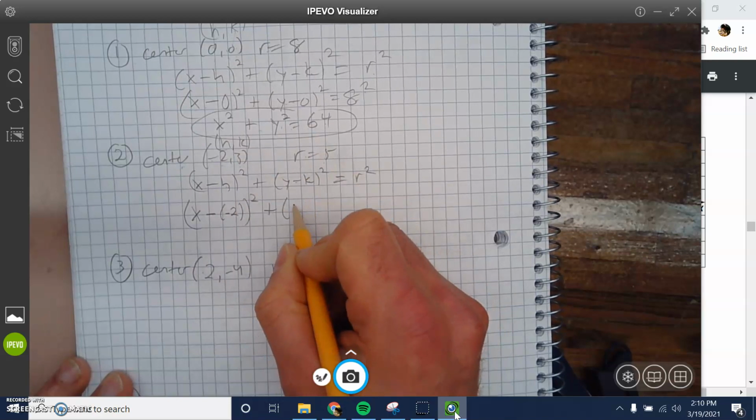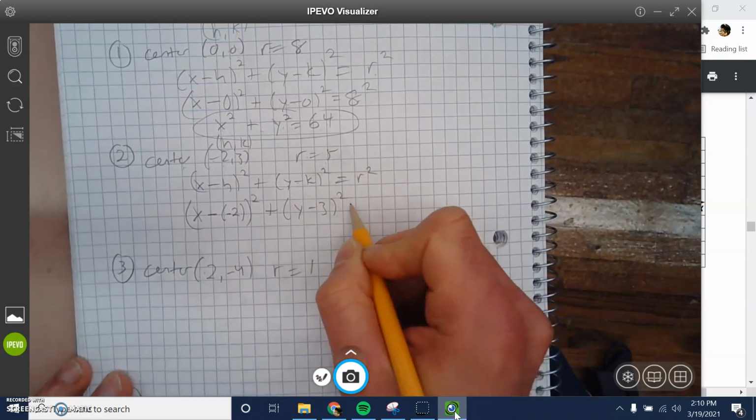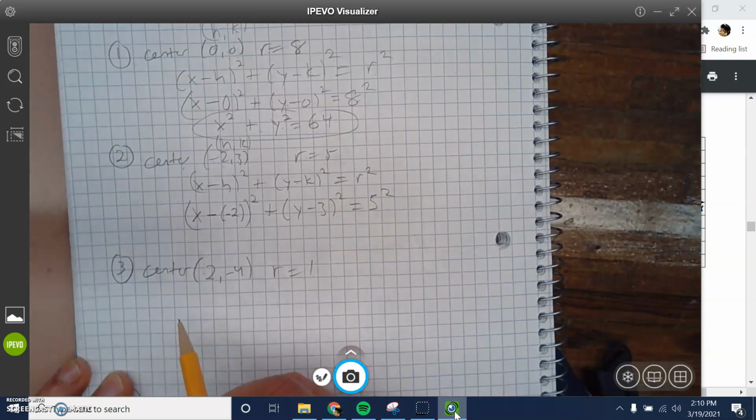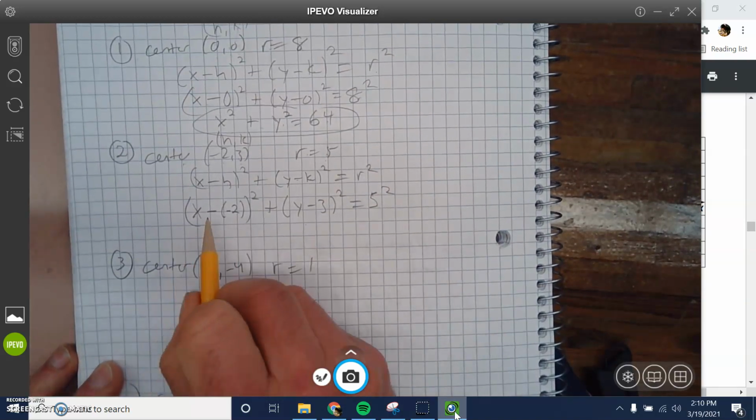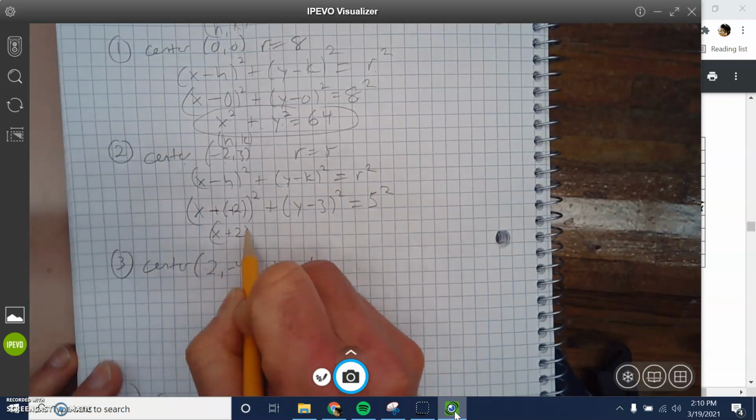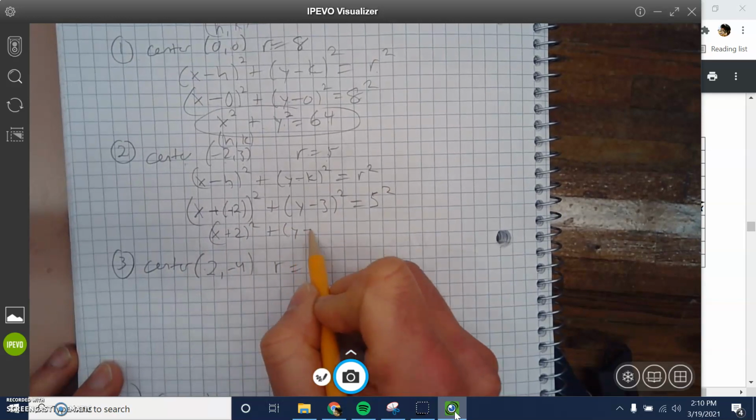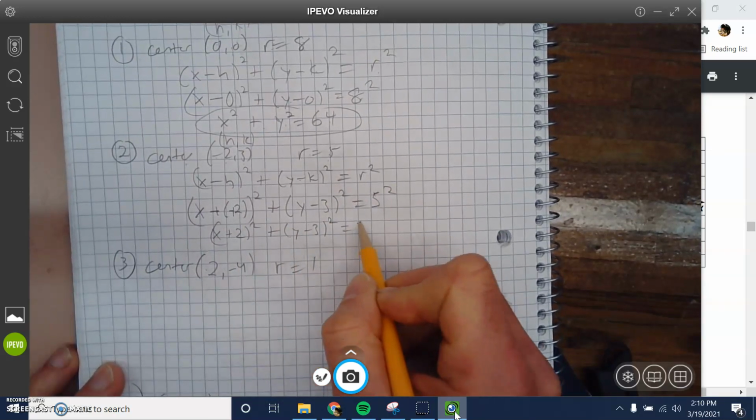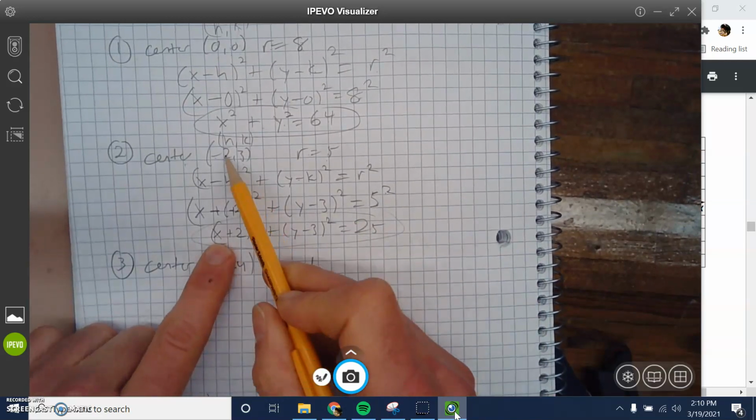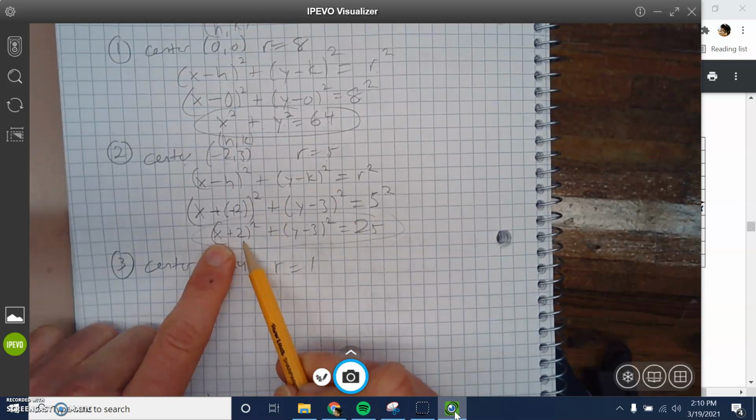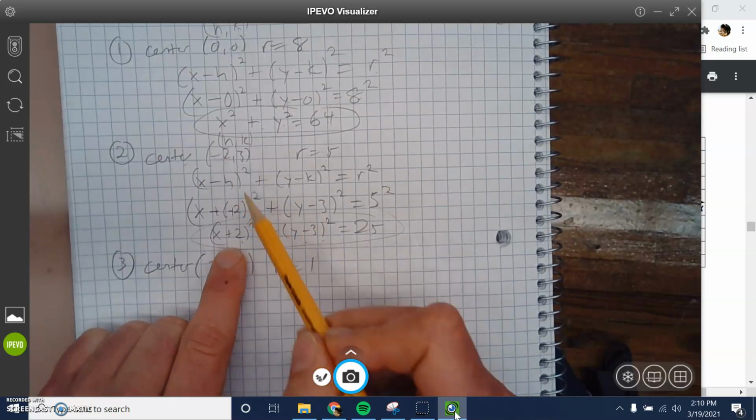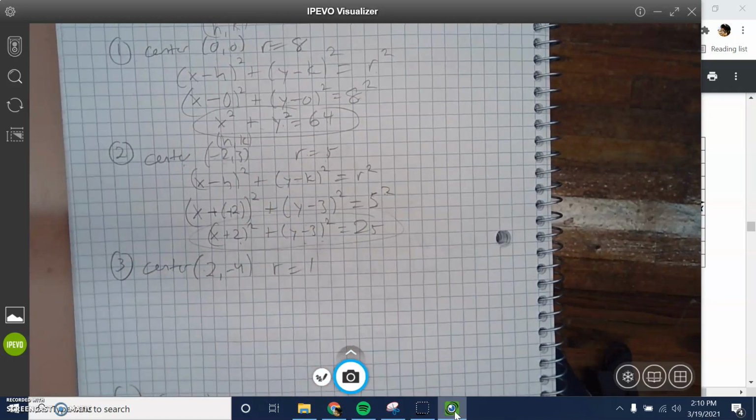K is just straight up 3 squared equals radius squared, so it's 5 squared. Okay, now we simplify. Plus positive, okay, x plus 2 squared plus y minus 3 squared equals 5 times 5, which is 25. Cool. You may be seeing a pattern. If h is this, this goes in the parentheses. If y is this, this is in the parentheses. Do you see a pattern?